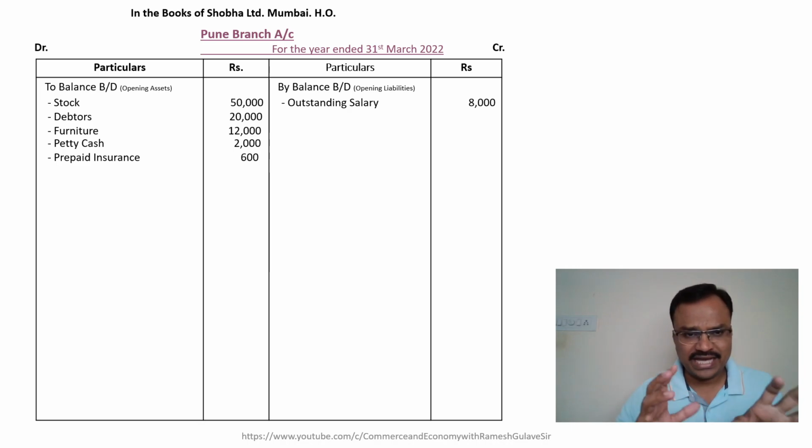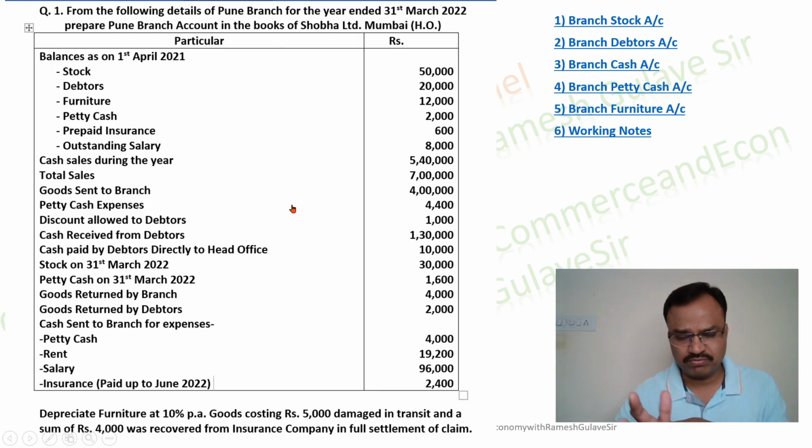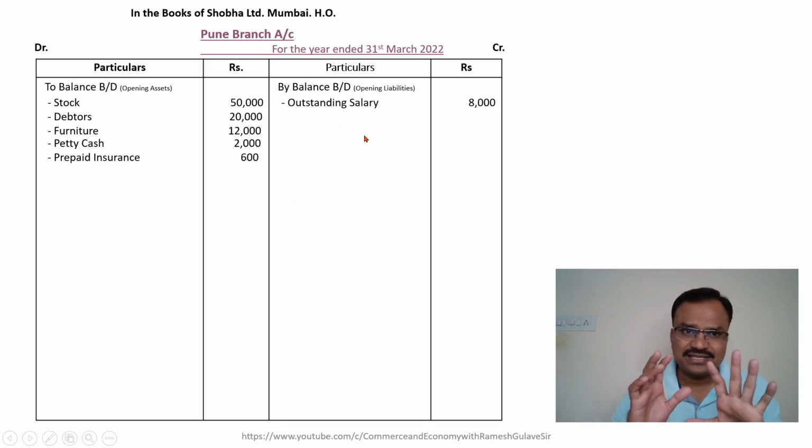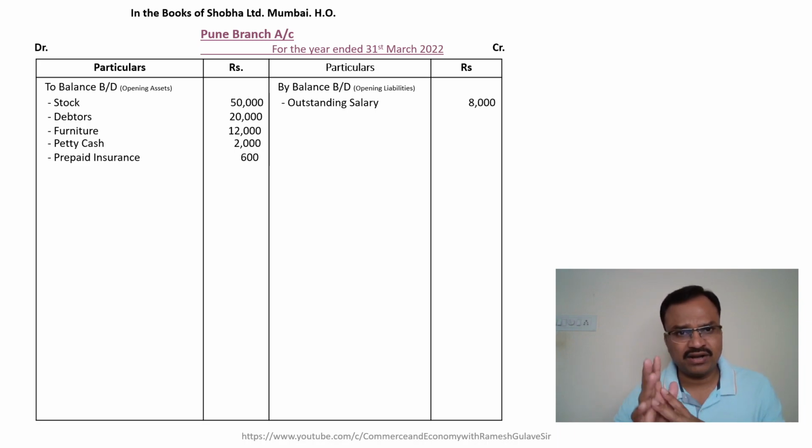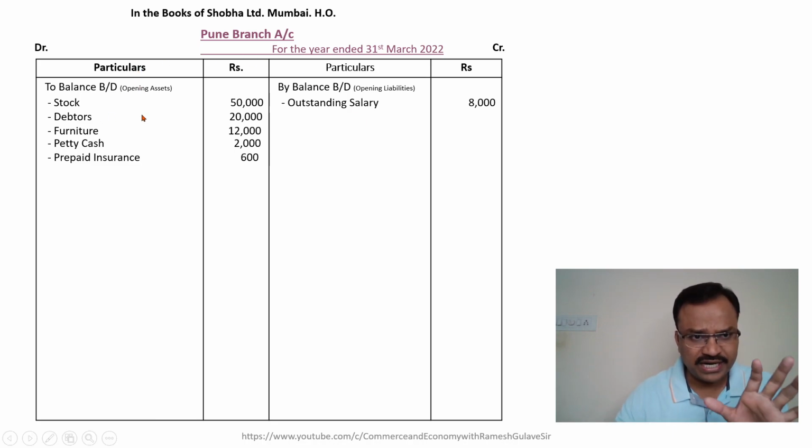So in this way we have to transfer the given information to branch account and find out the profit or loss suffered by the branch, right? See friends, before moving ahead, I would like to show you which items are recorded on the debit side of branch account and which items are recorded on the credit side of branch account. As here at the beginning we have recorded the opening assets on the debit side and opening liabilities on the credit side, right?